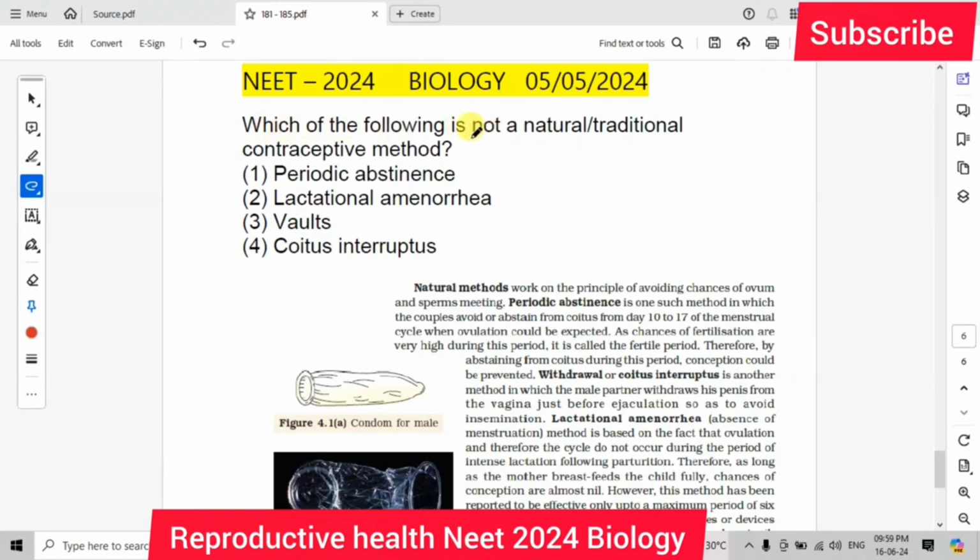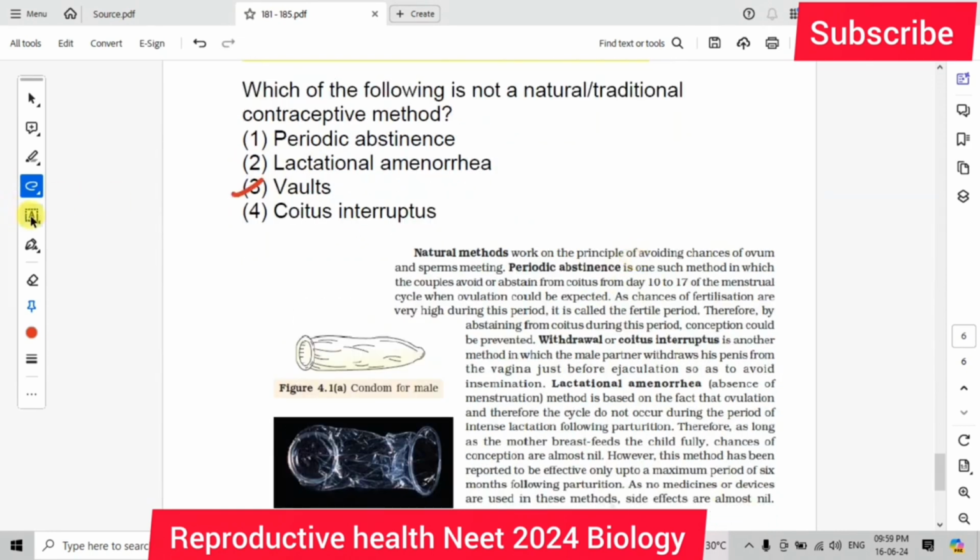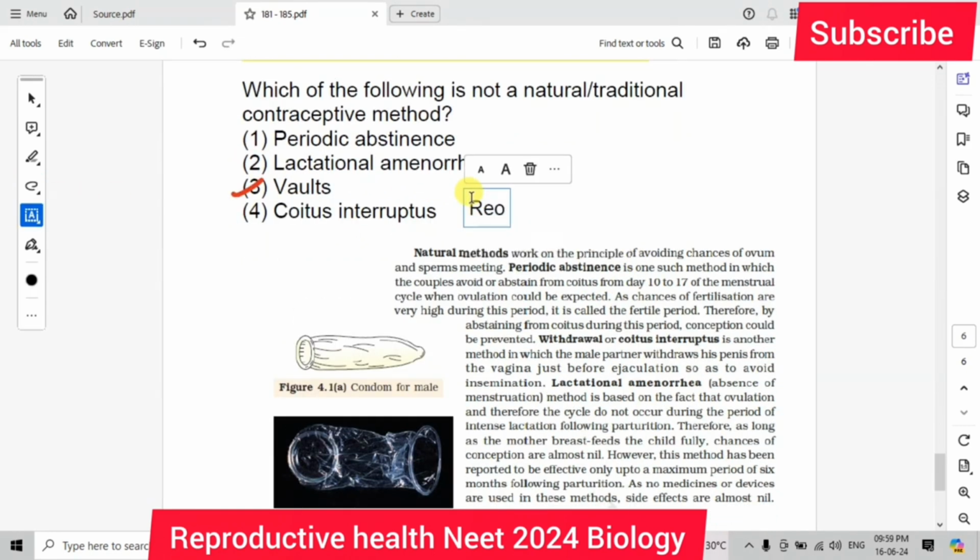Which of the following is not a natural or traditional contraceptive method? The answer is option 3, waltz. It is not a natural and not a traditional contraceptive method. You can see the NCERT statements or information here. It is from the chapter known as reproductive health.